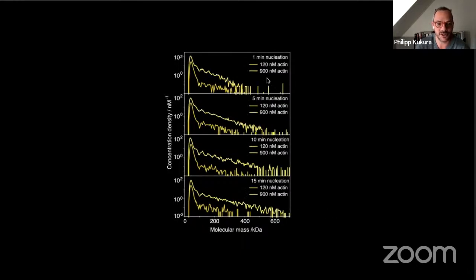Now you do the same process above the critical concentration, right? So you have a little bit more of these small species, but then as time goes by, you see how in this region above 400 kilodalton, you get real growth. You can clearly see species growing. So something is growing. This is good. This should be making filaments.